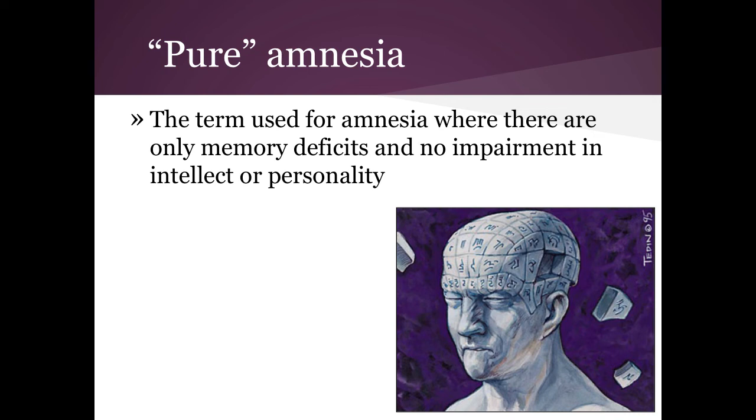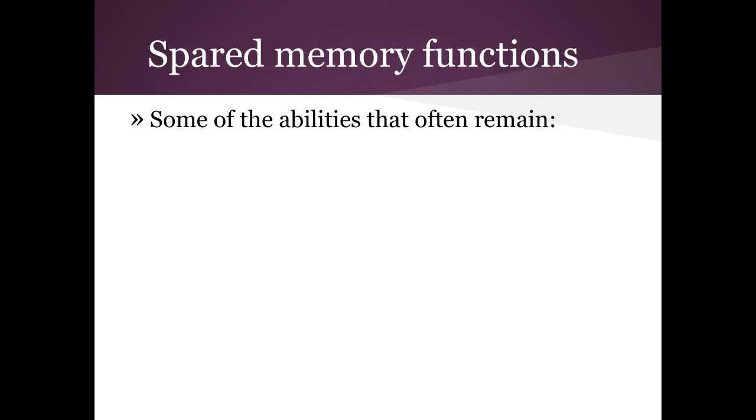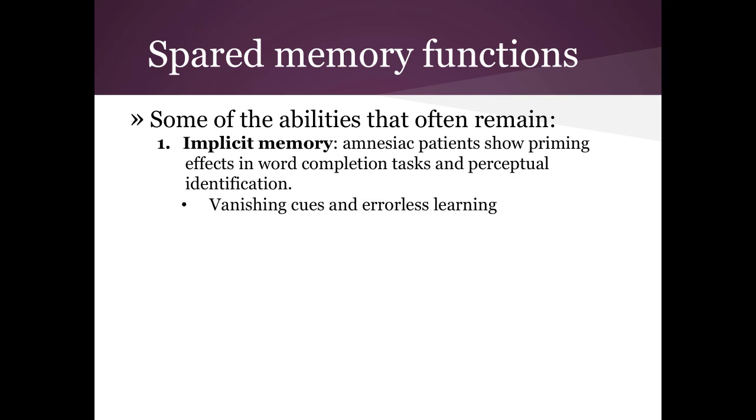Now, when we think about amnesia, sometimes the term pure amnesia is used for people who are only experiencing deficits in memory. They're not experiencing any changes or impairments in their intellect or personality. The only thing that's happening is they cannot remember things anymore. We can see other cognitive areas preserved as well, one being implicit memory, where participants are still responding to priming tasks, word completion tasks. They can still remember a lot of those implicit memories and procedural memories, so that seems to remain intact pretty well.